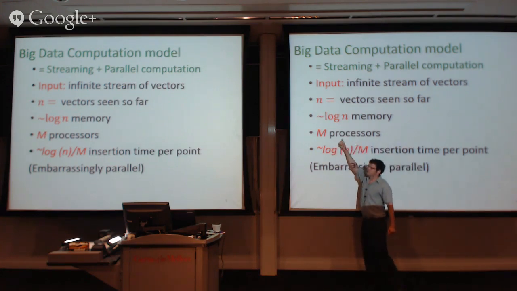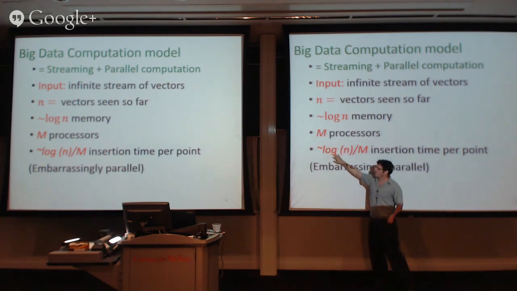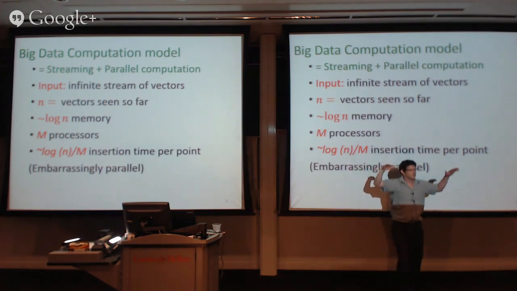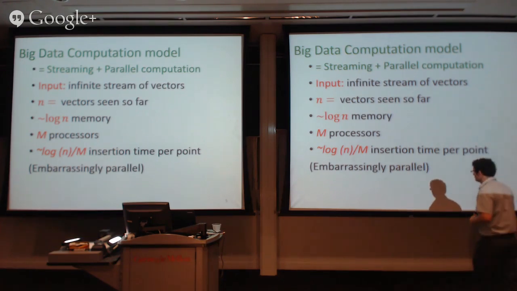And if we have a lot of machines, or computers, or threads, or whatever, we want the update time for a new point to be divided by the number of machines. If you have 2 machines, the time should be half to run. This will prove that we actually take advantage of the machines.